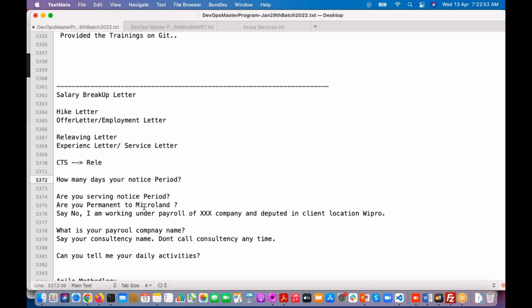Just say it like this: already resigned, 2 months or 50 days I need to serve. Sometimes they are going to ask, can you share that resignation email? You can just compose it, take a screenshot, and share it with them. Now assume they have scheduled the interview and you got the job. Now you got the offer letter.